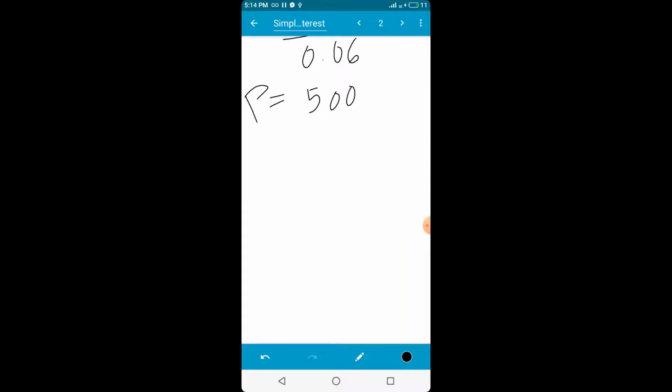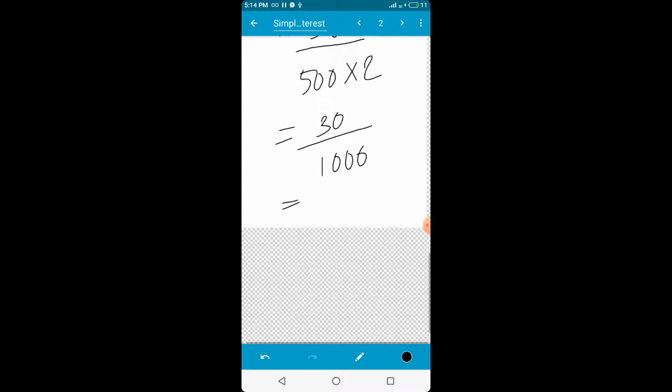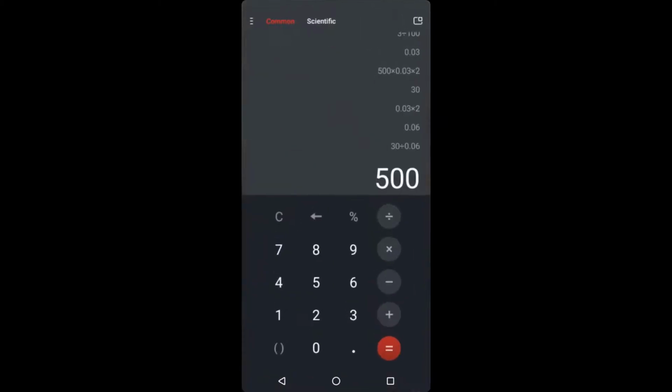So what if ang hahanapin naman is yung rate? So ang formula for the rate is yung I over yung product naman ni principal at saka ni time. Okay? So yung rate natin, yung interest amount natin is 30 divided by dun sa principal times year, so 500 times 2. So let's solve. 30 over 500 times 2 is 1,000. Okay, so let's divide 30 and 1,000. Okay, so the answer is 0.03.